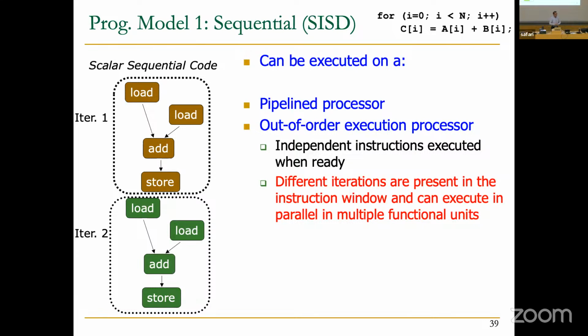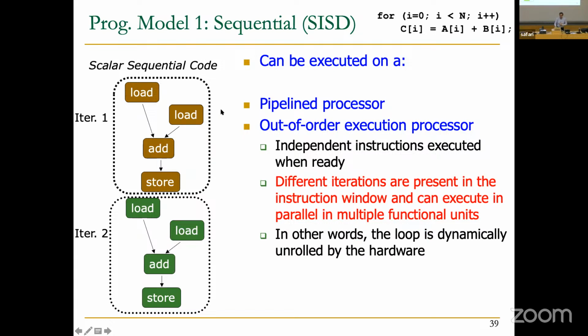That's it. But the end effect is that it can take all of these different iterations in the instruction window and execute them in parallel in multiple functional units. So it's really taking advantage of the fact that these different iterations are parallel. And also, even within an iteration, there's parallelism between instructions. So in other words, the loop is dynamically unrolled by hardware. If you have heard of the term loop unrolling, you don't need to know that, but essentially, dynamically, the hardware is unrolling the loops, iteration by iteration.